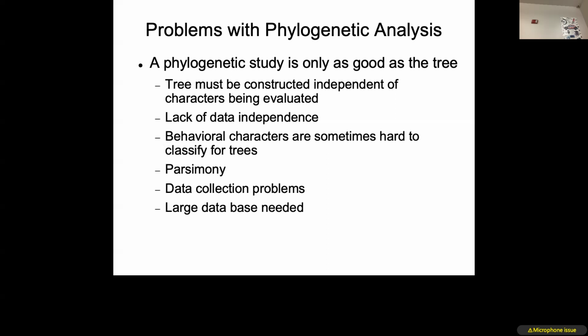Data collection can be really difficult to construct a tree. What's the easiest mass data to collect today? DNA sequences. You get a DNA automator.